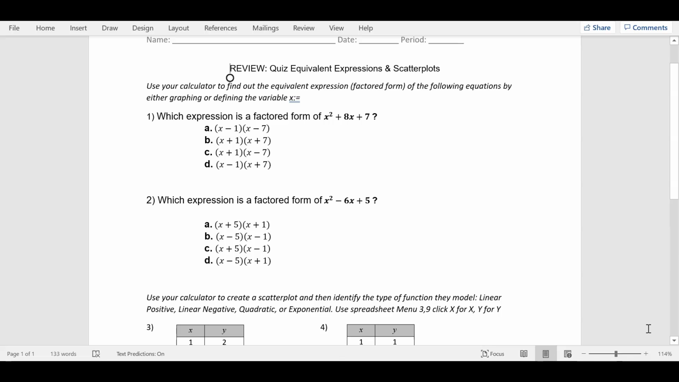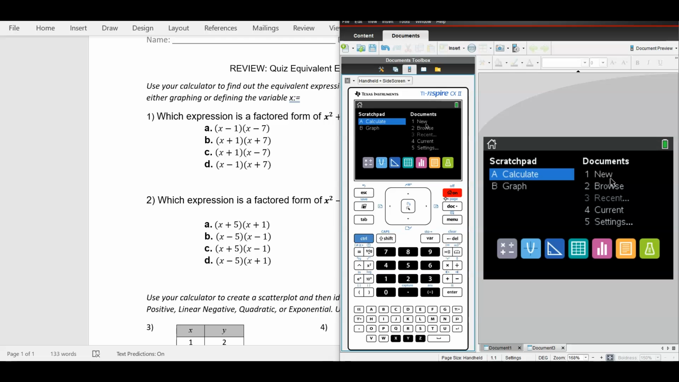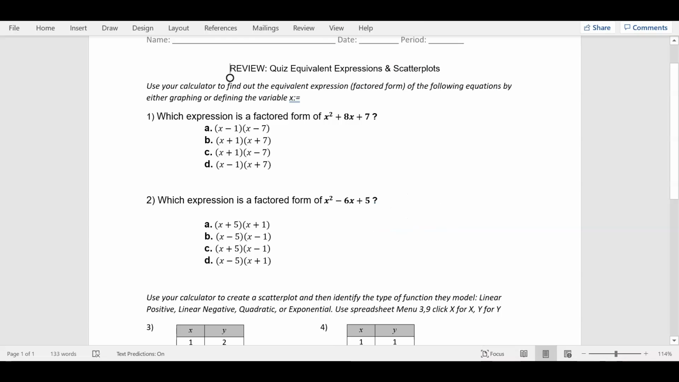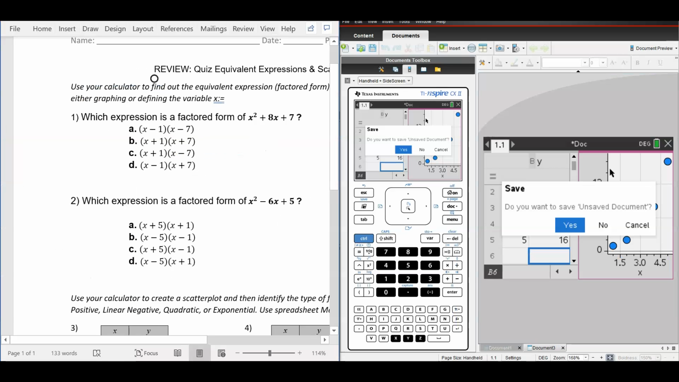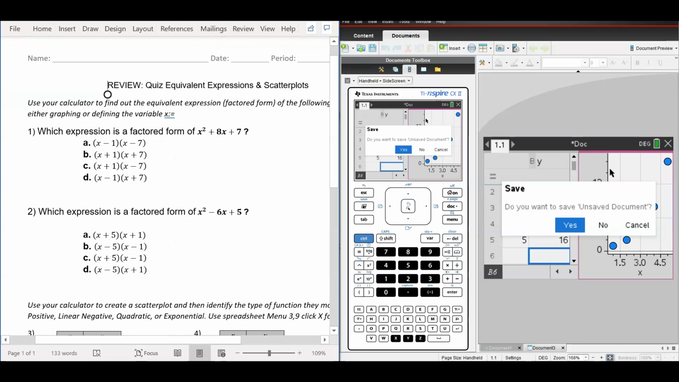Here we go. So you need a calculator. If you don't have one, you should know by now to grab one on the way in, please. Here we go. Here's our review. It says to use your calculator to do this. Okay. So everybody, by the end of this review, you want to have a plan.